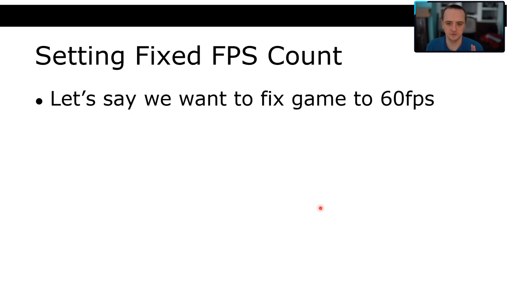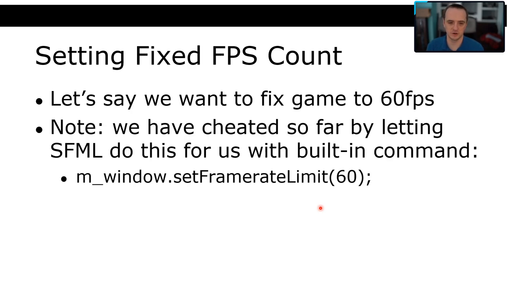So let's talk first about the simplest problem, which is how do we set a fixed frames per second counter? How would we actually do that? Let's say we want to fix the game to 60 frames per second. Just a quick note, we've done this already in the course, but we've cheated. We've let SFML do this for us with a built-in command, and we can say, hey, Mr. Window, set the frame limit to 60 frames per second. Again, this does not say that our game will definitely run at 60 frames per second. There's not a magical command that just says this will be 60 frames per second. This says it is going to run at a maximum of 60 frames per second.